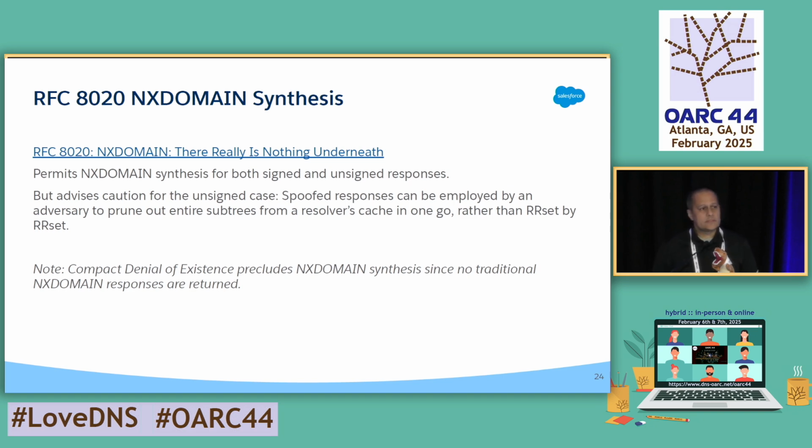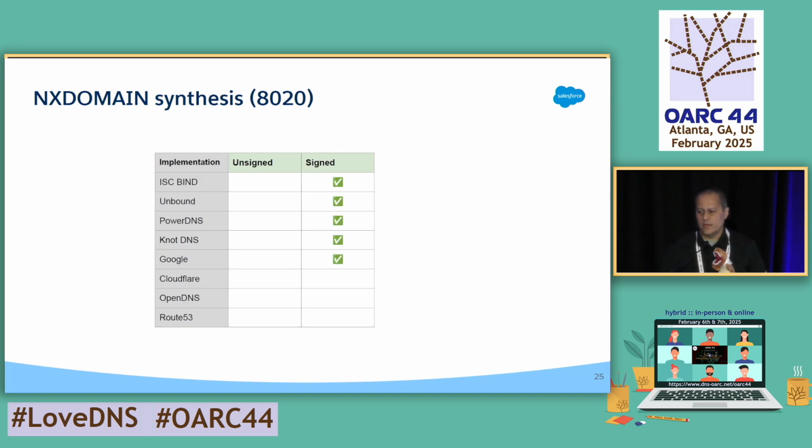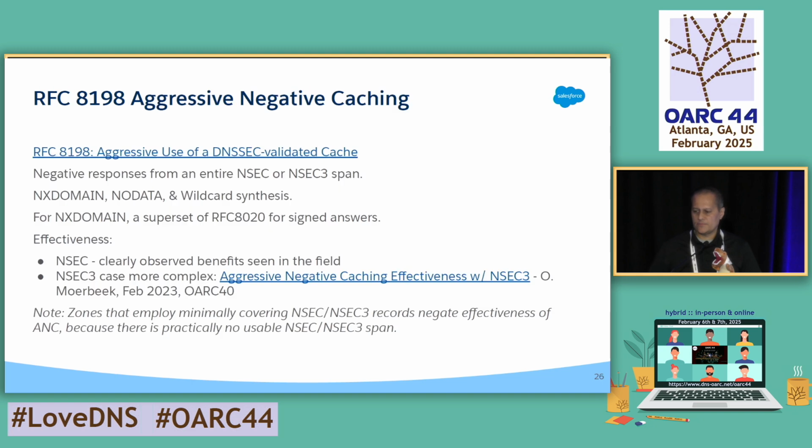The spec allows synthesis from both signed and unsigned responses, but it advises caution for the unsigned case because what can happen is an adversary can spoof one response and cause a resolver to prune out a large subtree of their cache in one go, right? And as you can see from my survey of what implementations do, this caution is mostly heeded. None of the implementations I looked at do it for unsigned responses. The open source ones all do it, and of the cloud providers that I looked at, only Google, so far I've discovered, does this.